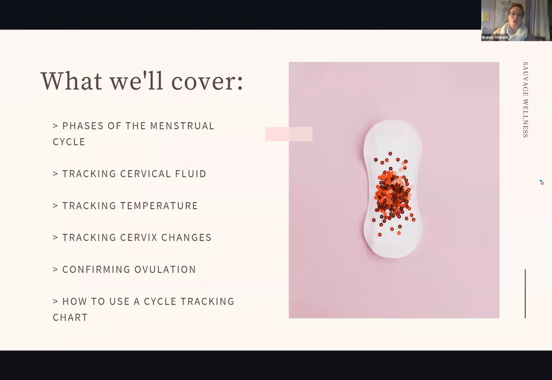Tonight we're going to take a look at the different phases of the menstrual cycle. We'll look at how to track cervical fluid, how to track temperature, how to track cervix changes, as well as confirming ovulation, and how to use a cycle tracking chart. I have screenshots here of the exact chart, and I'll show you how to fill in all the different spots on your chart.